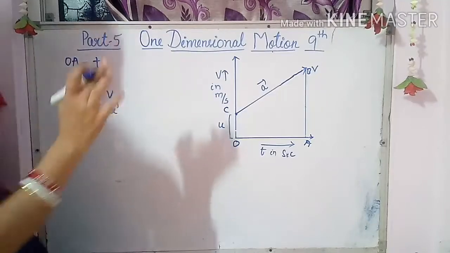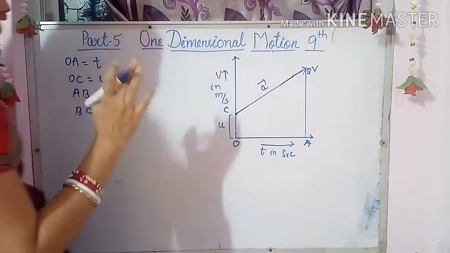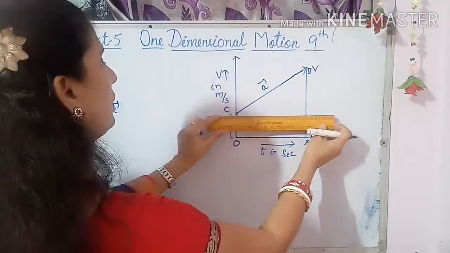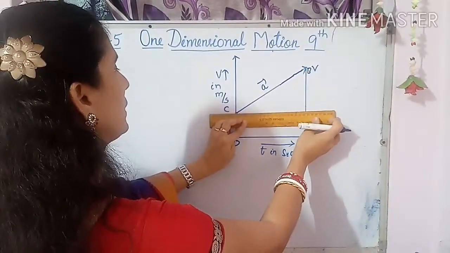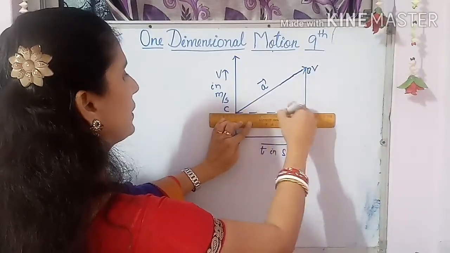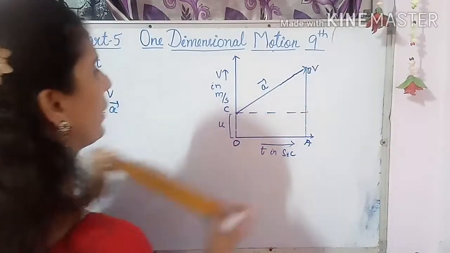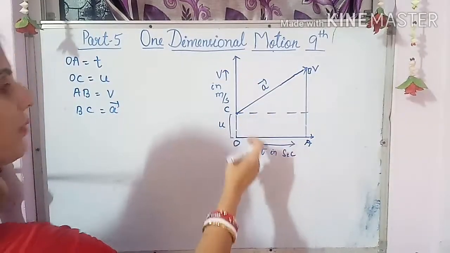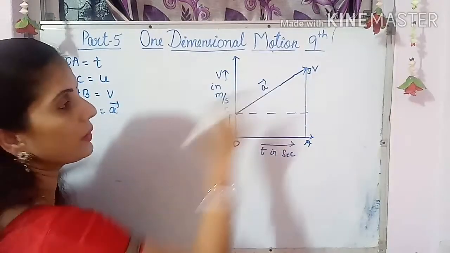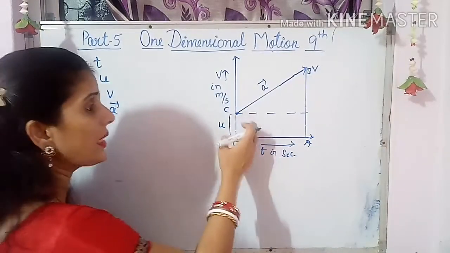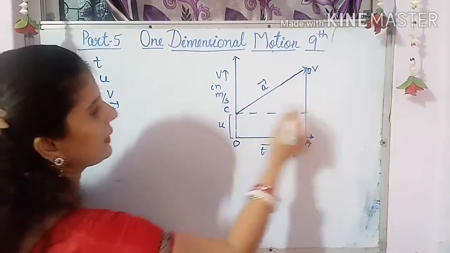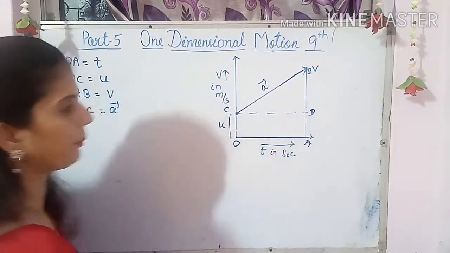Now children, I want to divide this figure into two parts. I am putting a dotted line here, parallel to the time axis, that you can see. Now this figure is divided into two parts: one is a rectangle and the other is a triangle. In this rectangle I have given O, A, B, C. Now here I am going to give D.